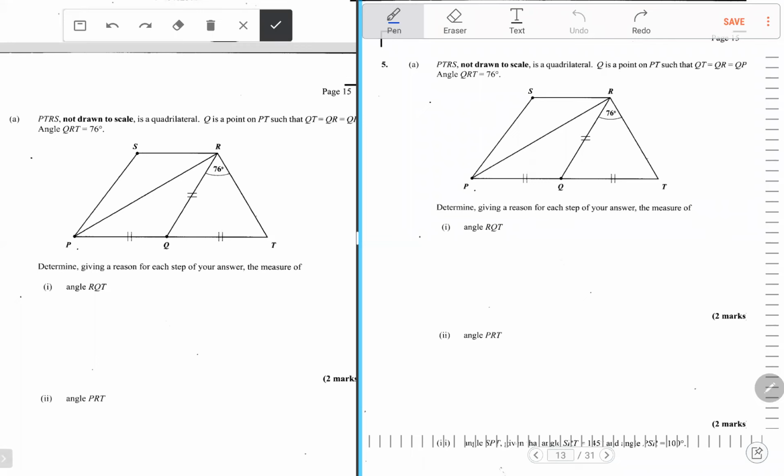The measure of first angle RQT. Let's see, angle RQT is this angle right there. Because that's an isosceles triangle, we know that this angle down here is also 76. And when the angle is 76, then this angle that we want is going to be 180 minus 2 times 76. I have to write that out myself.